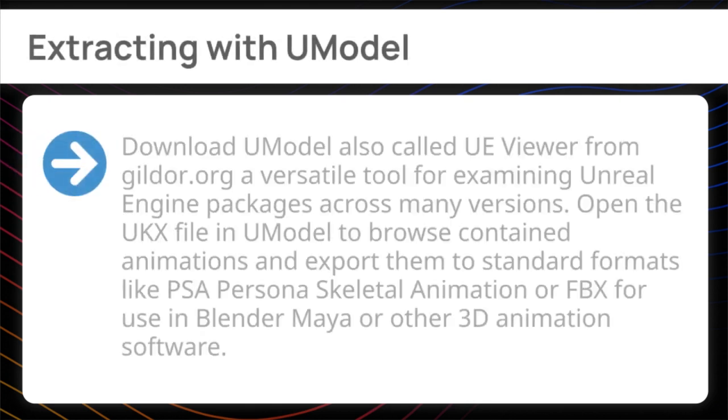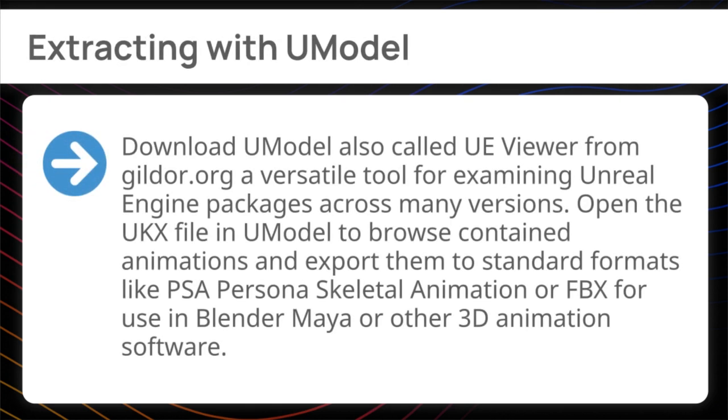Next, extracting with UModel. Download UModel, also called UE Viewer, from Gildor.org, a versatile tool for examining Unreal Engine packages across many versions. Open the UKX file in UModel to browse contained animations and export them to standard formats like PSA Persona skeletal animation or FBX for use in Blender, Maya, or other 3D animation software.